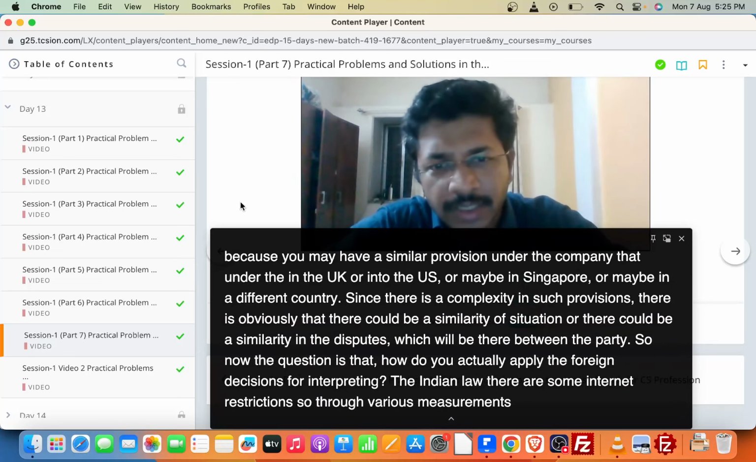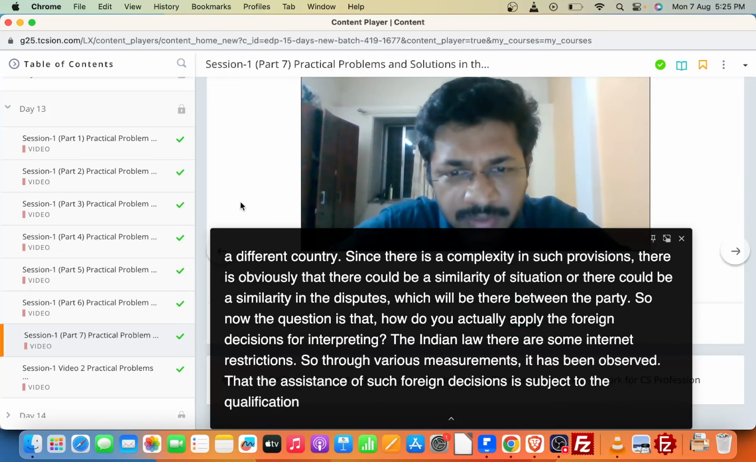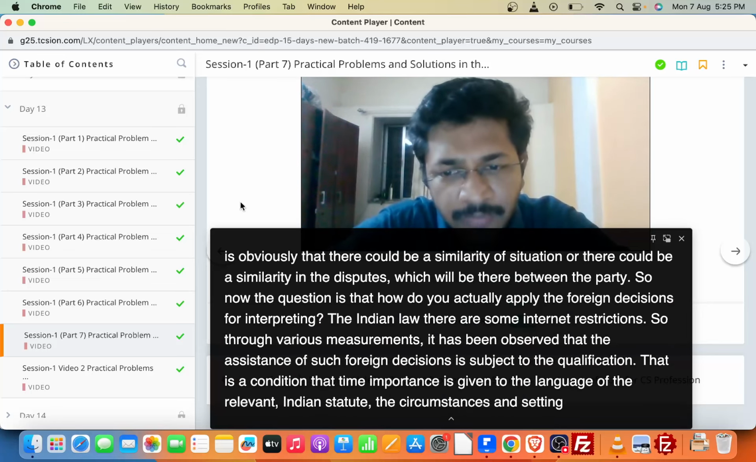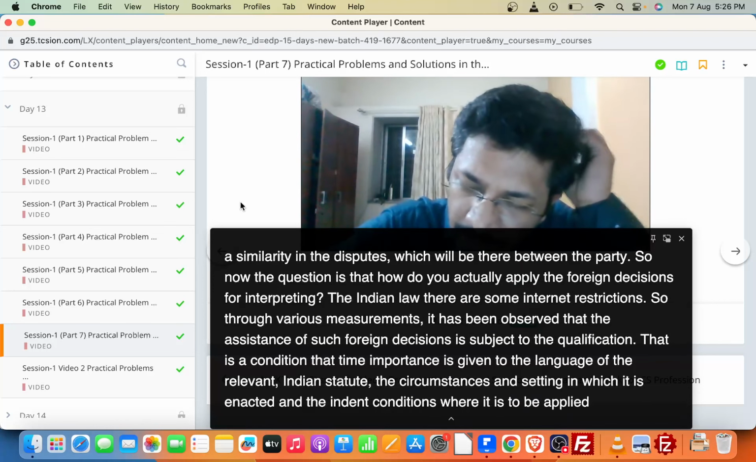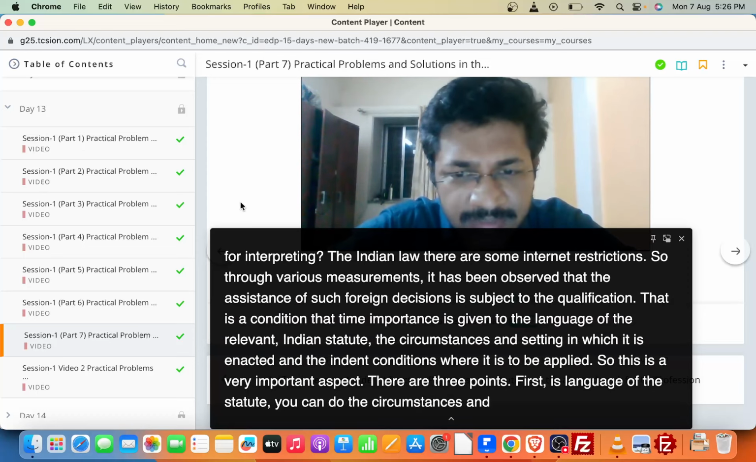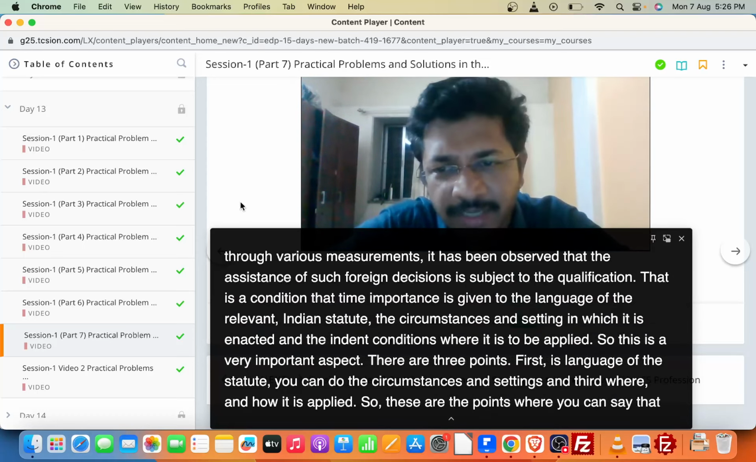So through various judgments, it has been observed that the assistance of such foreign decisions is subject to the qualification, that is a condition, that prime importance is given to the language of the relevant Indian statute, the circumstances and setting in which it is enacted, and the Indian conditions where it is to be applied. So this is a very important aspect. There are 3 points. First is language of the statute. Second is the circumstances and settings. And third, where and how it is applied. So these are the points where you can say that foreign decisions will apply.